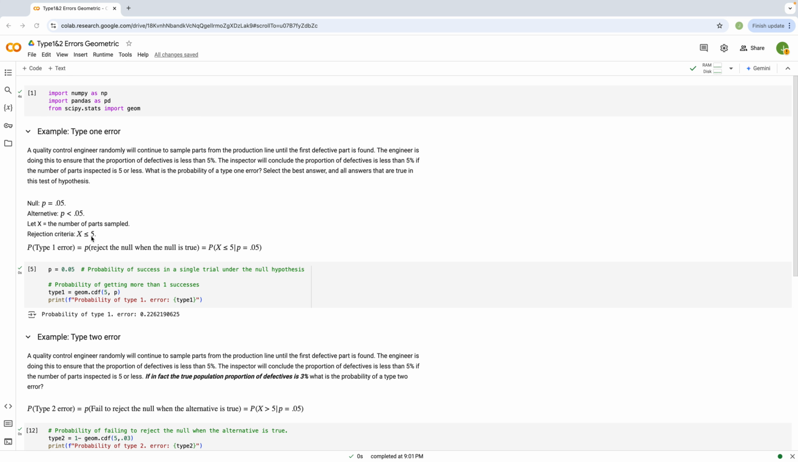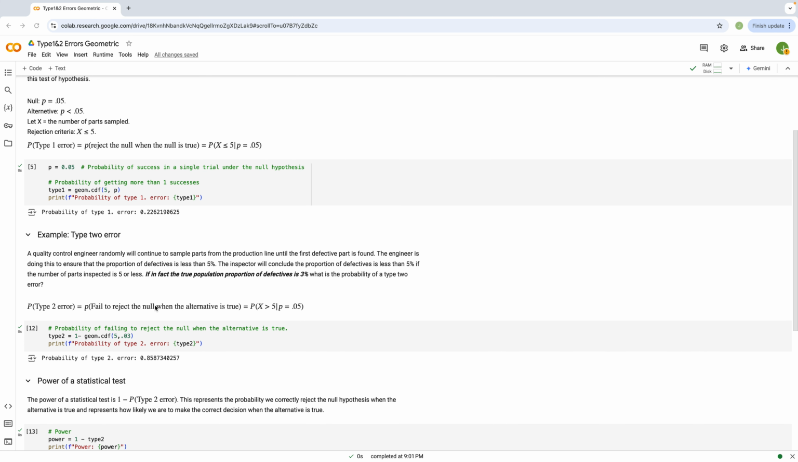By definition, this is critical, we need to recall what a type 1 error means. It means that we reject the null when the null is true. This means that x is less than or equal to 5 when the proportion is 5%, i.e. the null hypothesis is true. We calculate this with the geometric CDF of it being 1, 2, 3, 4, and 5, and we get 22%. That's the type 1 error.